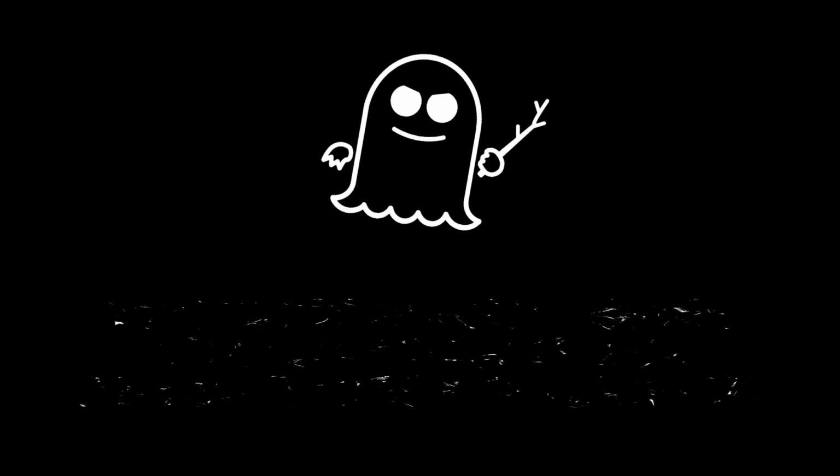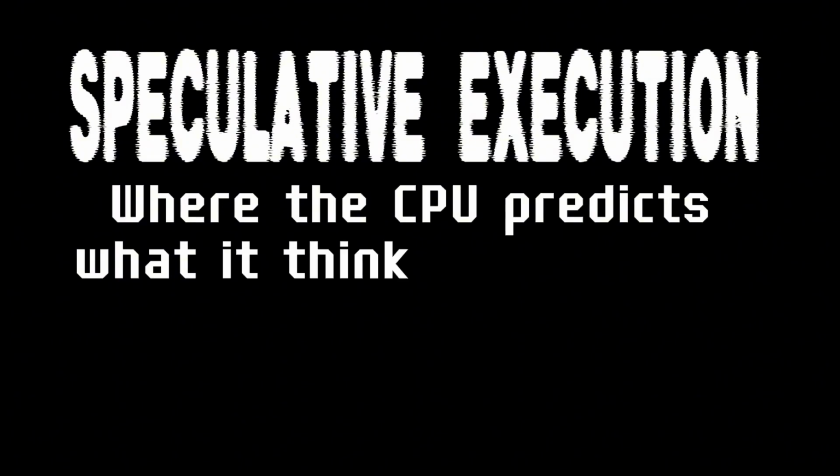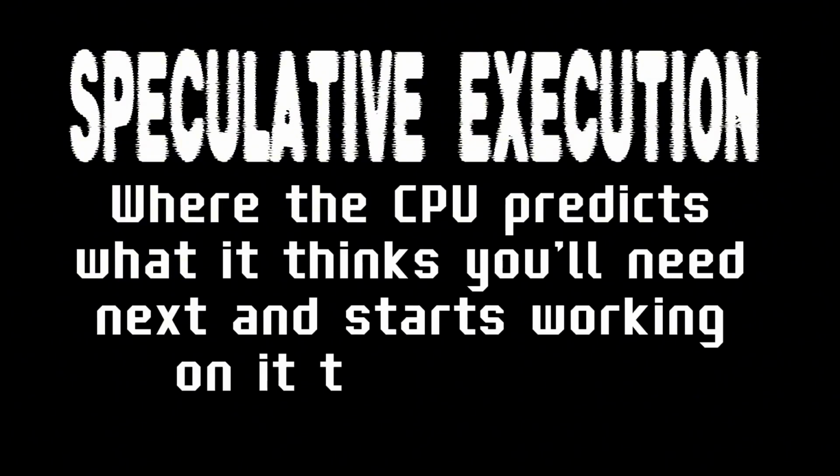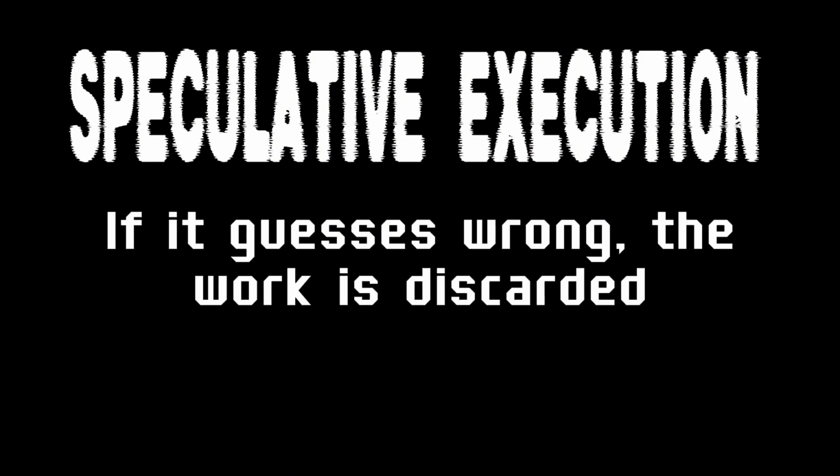discovered. Modern processors rely on a shortcut called speculative execution, where the CPU predicts what it thinks you'll need next and starts working on it to save time. If it guesses wrong, the work is discarded.